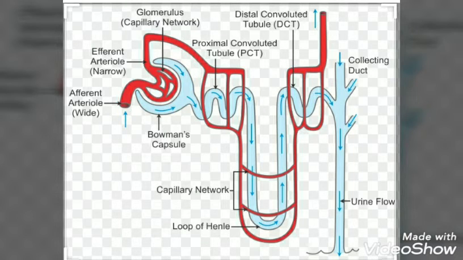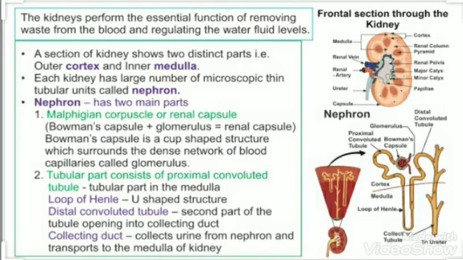Now the DCT is connected to a collecting duct. The collecting duct will collect the urine from the nephron and pass it on to the ureters. Now we will study the function of the nephron. The function mainly consists of three processes: ultrafiltration, tubular reabsorption, and collection of the urine.